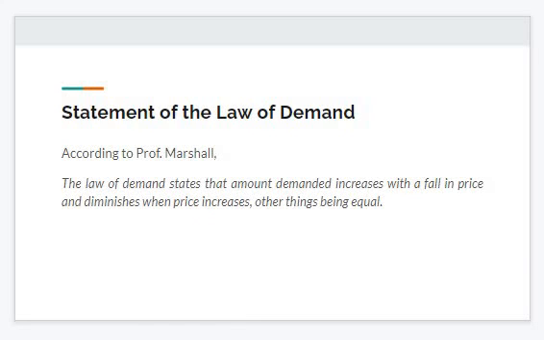The law of demand is a fundamental principle in microeconomics. It is used together with the law of supply to determine the efficient allocation of resources in an economy and find the optimal price and quantity of goods and services.